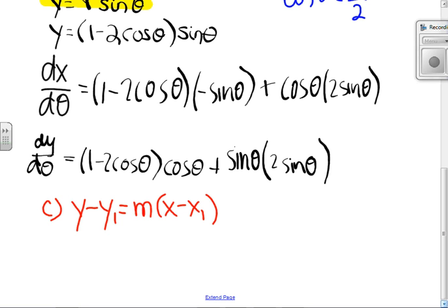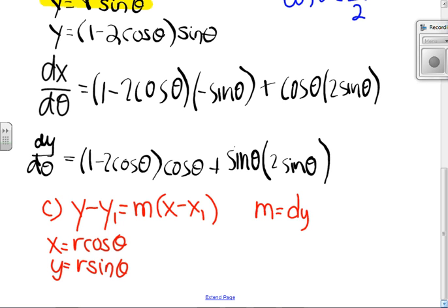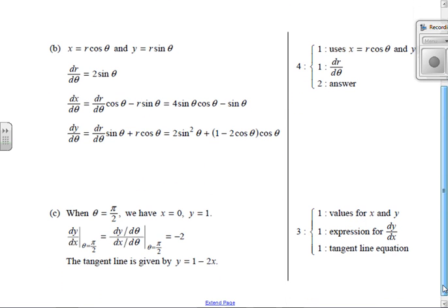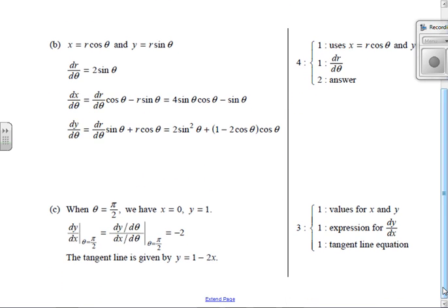So you can find out what x and y are, because x is equal to r cosine theta, y is equal to r sine theta. So you can find the x and y, and you remember how to find the slope. It's dy/dx. It's just like parametrics, just like vectors. It's dy d theta over dx d theta. And you just have to evaluate all that at pi over 2. Were we given that, or did we figure that out? We must have figured it out.